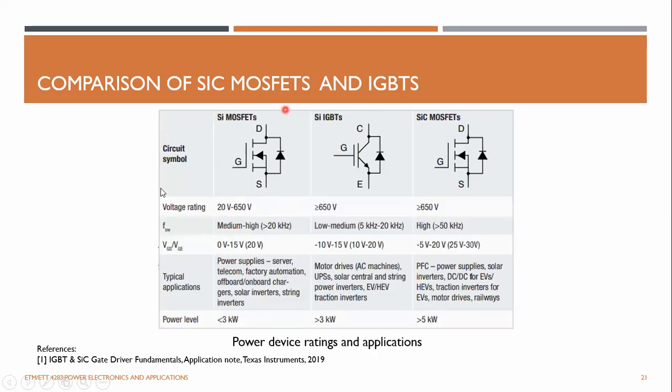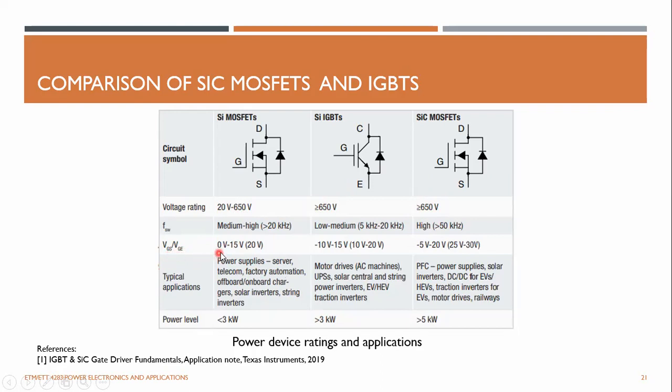So these are the symbols of MOSFETs, silicon carbide MOSFETs and IGBTs. The circuit symbol of silicon carbide is the same as the silicon MOSFET. IGBT is a little bit different. The voltage range of silicon MOSFETs is lower; you can see its maximum voltage rating is 650. IGBTs can have slightly higher voltages than that. Silicon carbide can also drive voltages of more than 650. The switching frequency of silicon carbide is higher than IGBT and typical silicon MOSFETs.